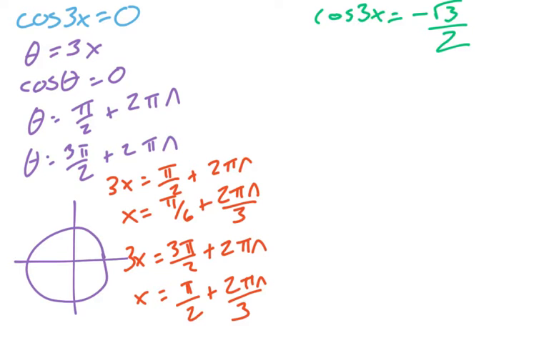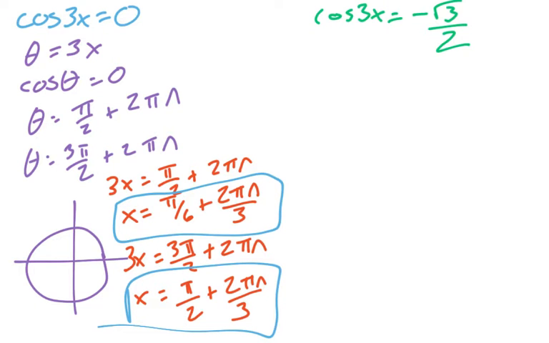So any angle that fits this or this, you could times it by 3 and then take the cosine of it and you would get 0, right? That's why that kind of angle is an answer. And then you just do the same thing for this negative root 3 over 2 one. So let's just do the same thing.